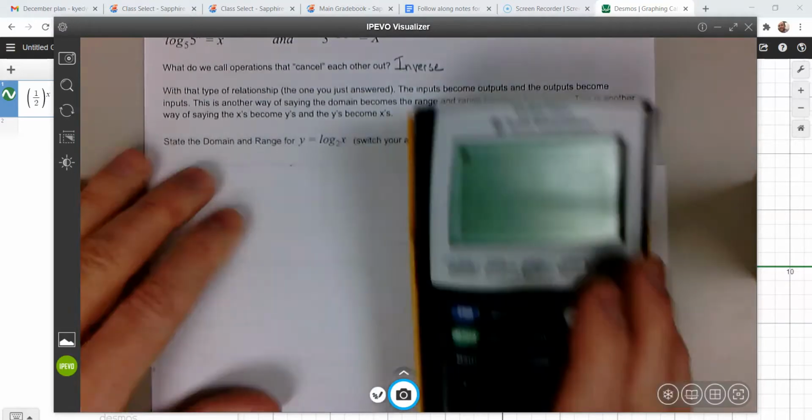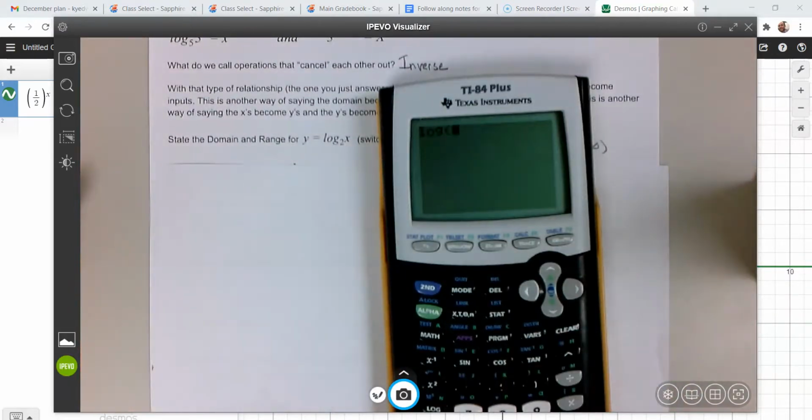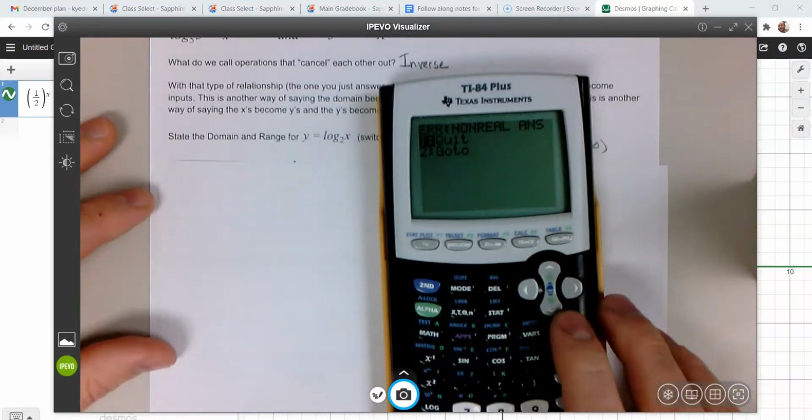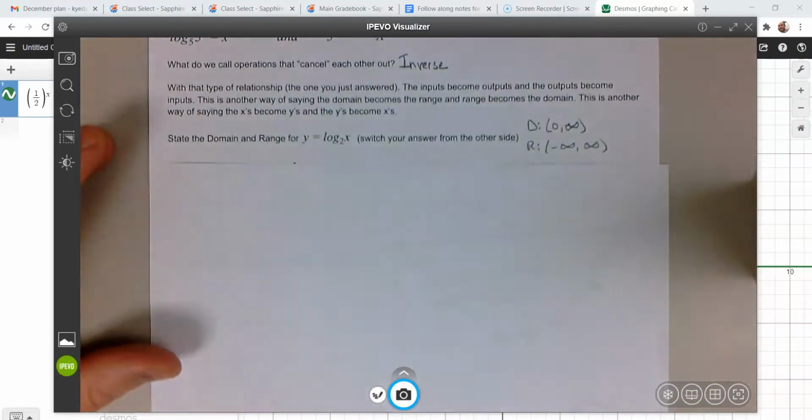Let's look at it here. The log of 2. Okay, that's fine. The log of negative 2. That's not fine. You're not allowed to do that. There's an error because you can't take the log of negative values.